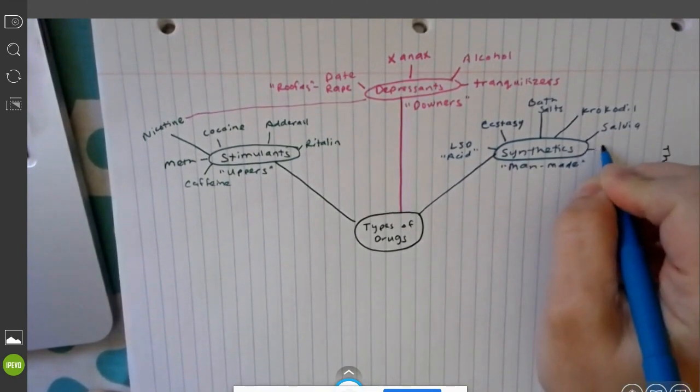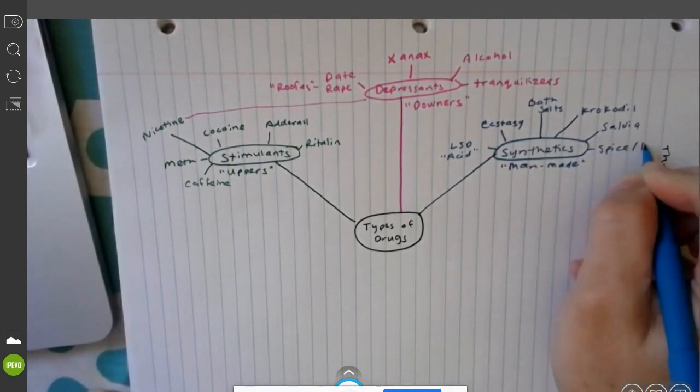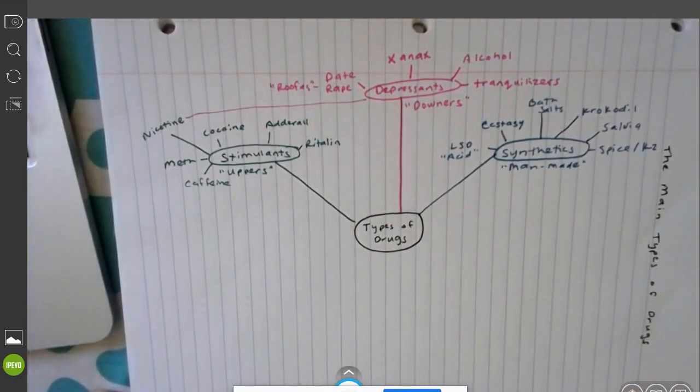Synthetic marijuana, which is spice, or K2. These are the main designer drugs, or synthetic drugs, that we will be focusing on.